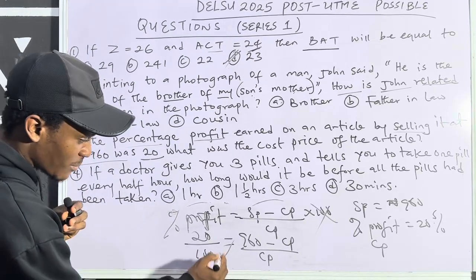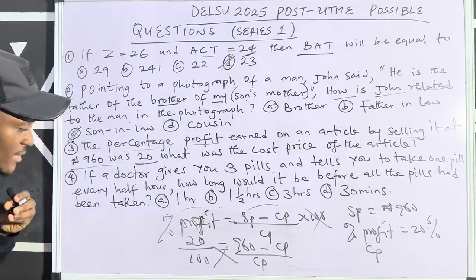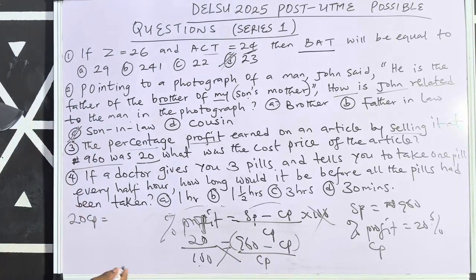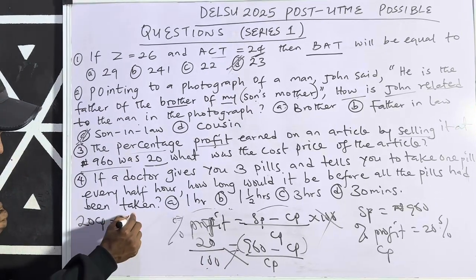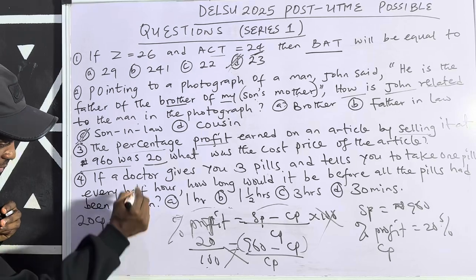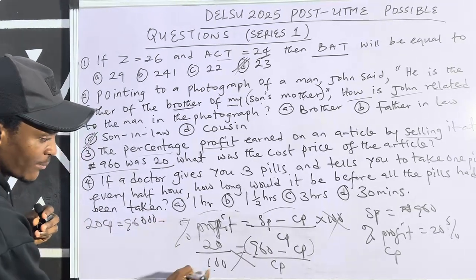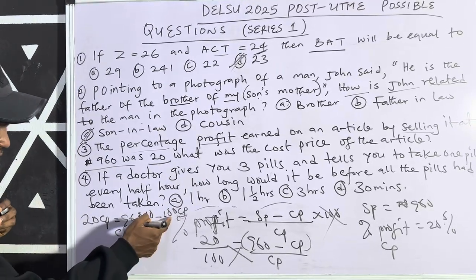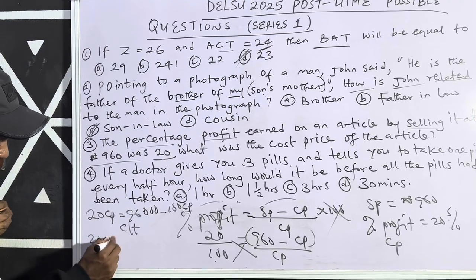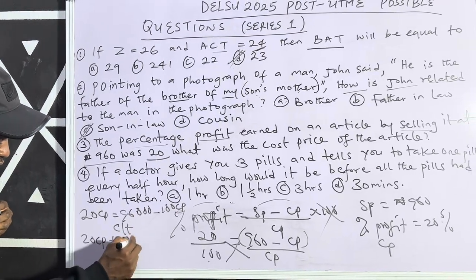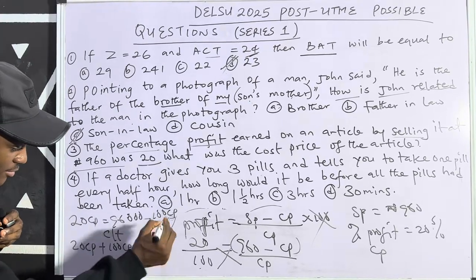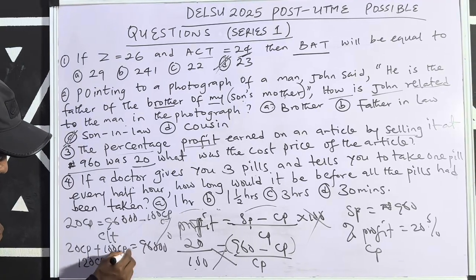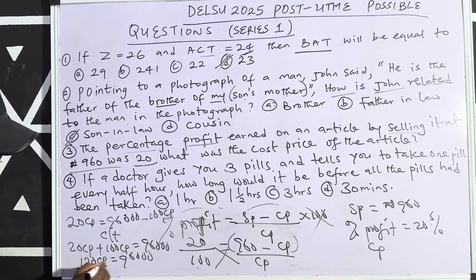So what are you supposed to do? You cross multiply from here. When you do that, 20 times CP should be what? 20 CP equal to what? Then this 100 will multiply the whole of everything here. So that should give us 960 times 100, that's 96,000, then minus 100 times CP, that's 100 CP. So when you collect like terms from here, this minus 100 CP to this side becomes plus 100 CP, because you are transferring it. So 20 CP plus 100 CP equal to 96,000. When you do that, this should give us 120 CP equal to 96,000. So we have to divide both sides by 120.